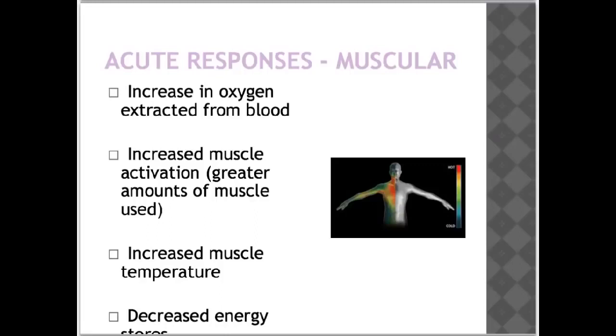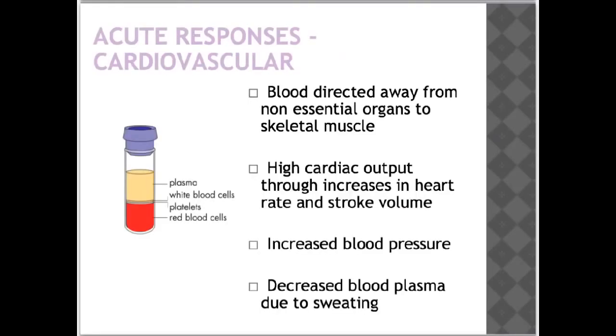Acute responses in the muscular system include increases in oxygen extracted from the blood, increased muscle activation, increased temperature, and decreased energy stores. Acute responses in the cardiovascular system include blood directed away from non-essential organs to skeletal muscle, high cardiac output through increases in heart rate and stroke volume, increased blood pressure, decreased blood plasma due to sweating.